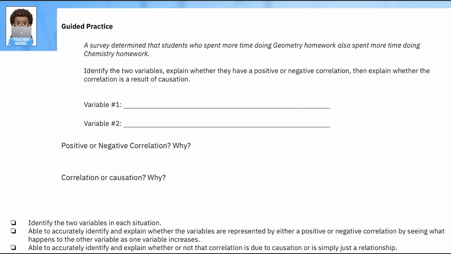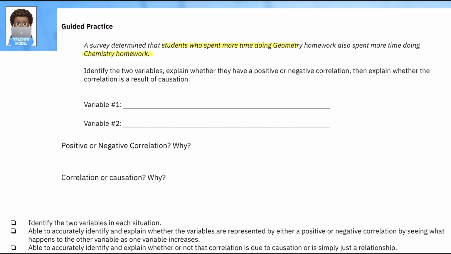All right, go into this guided practice. Here is your situation. A survey determined that students who spent more time doing geometry spent more time doing chemistry. So identify what are the two variables, explain whether there is a positive or negative correlation, and explain whether the correlation is the result of a causation. Hit pause and work on that situation.